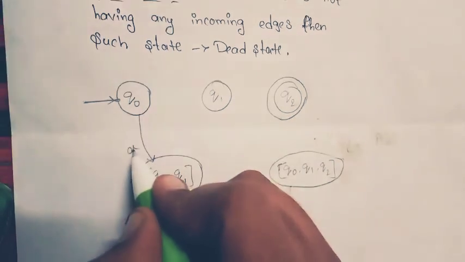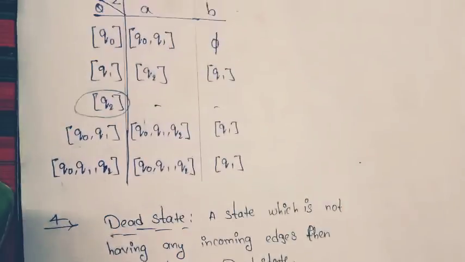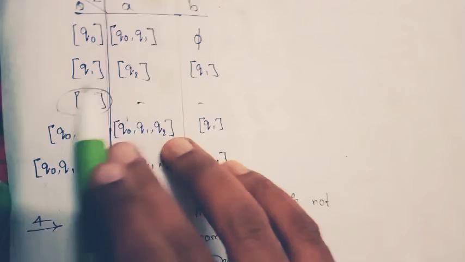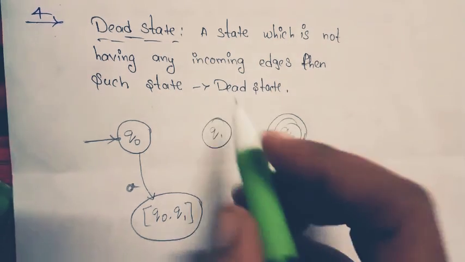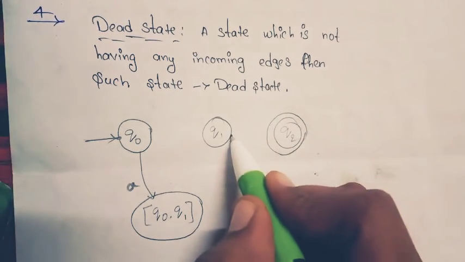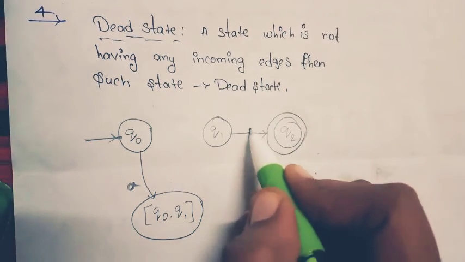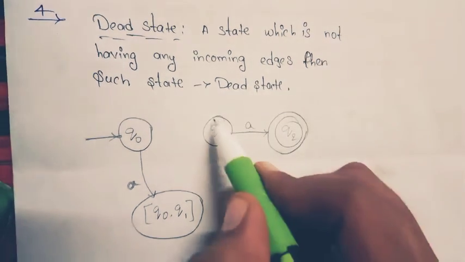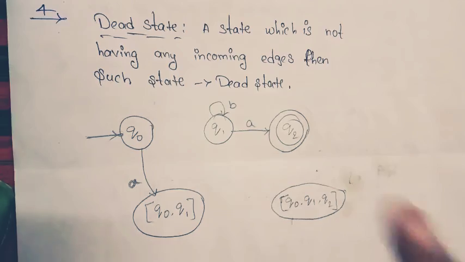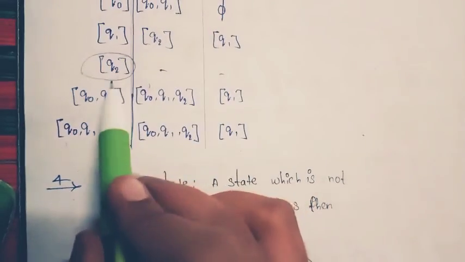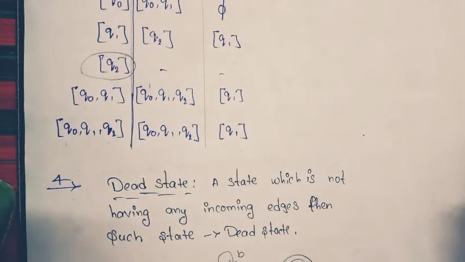Then let's see the next thing, that is Q1. Q1 of A is Q2 and Q1 of B is Q1. That means Q1 of A is Q2, to here A, and then Q1 of B is Q1 itself. That means self loop. Then what about the next thing, Q2? It doesn't have any input symbols.